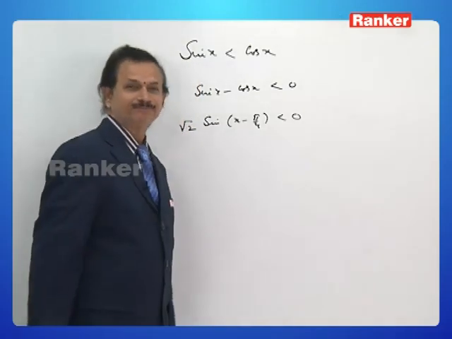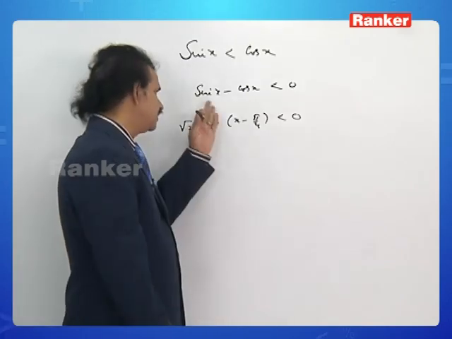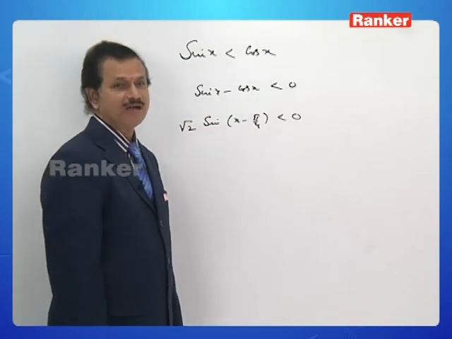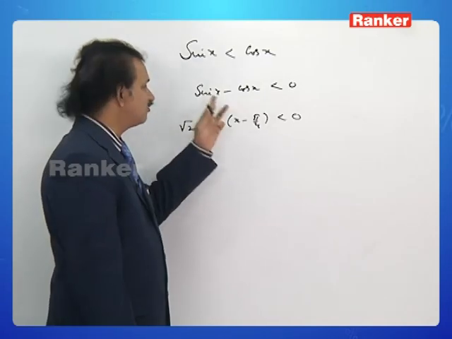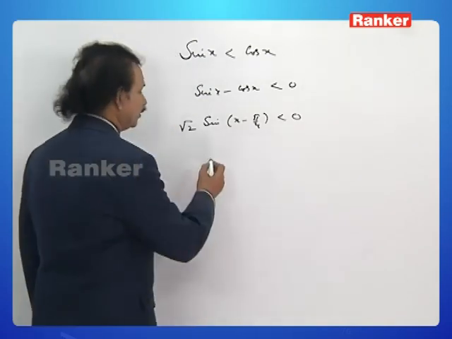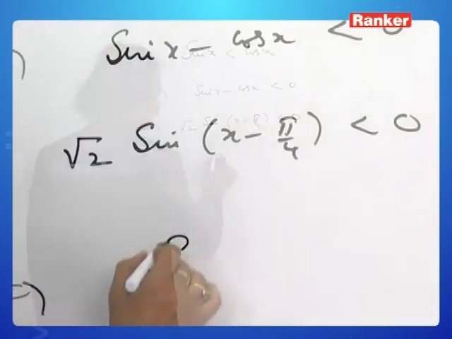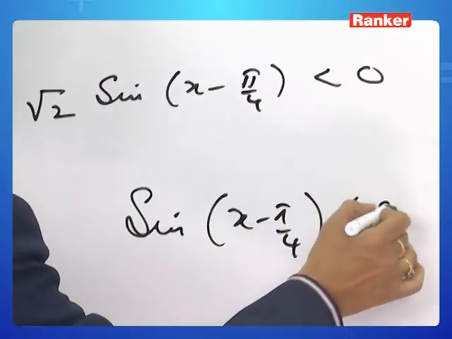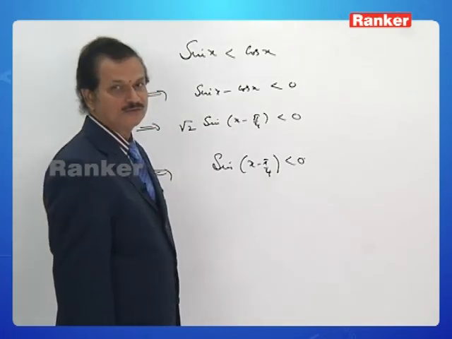Am I right? Just now we have noticed it. Sin theta minus cos theta is sin of theta minus pi by 4 into root 2. Do you have any doubt? 1 by root 2 into 1 by root 2 into sin x cos 45 minus cos x sin 45, that is sin of x minus 45. Well, this is less than 0, which implies sin of x minus pi by 4 less than 0.